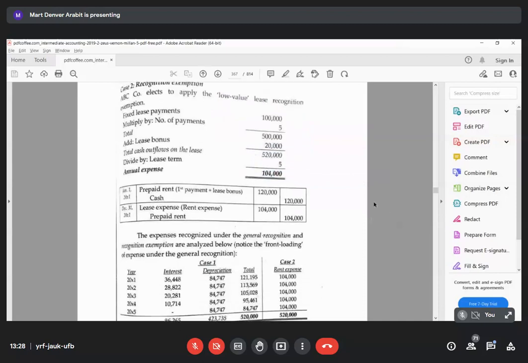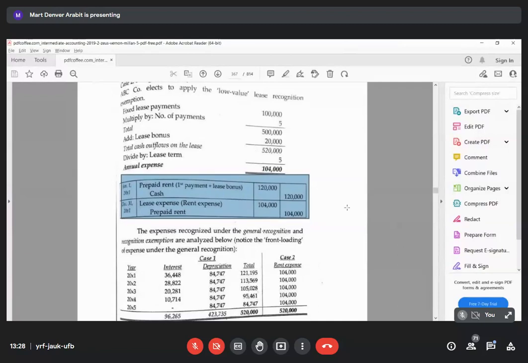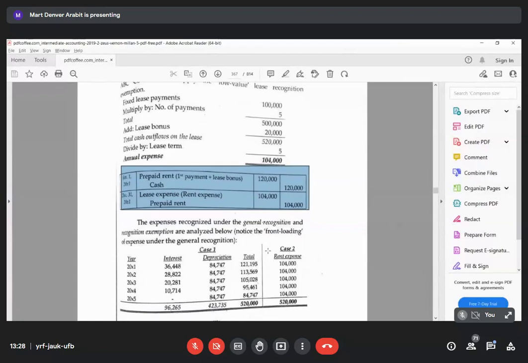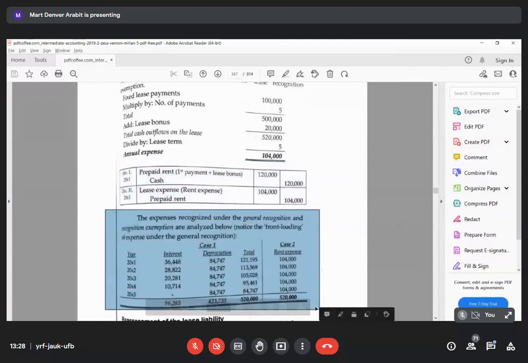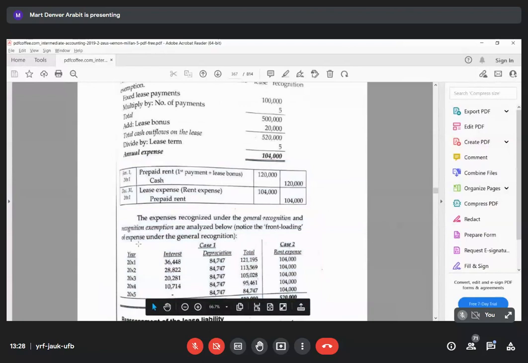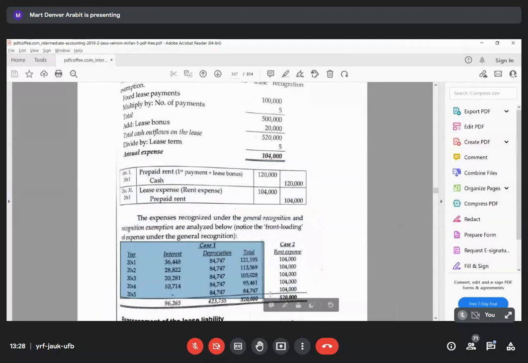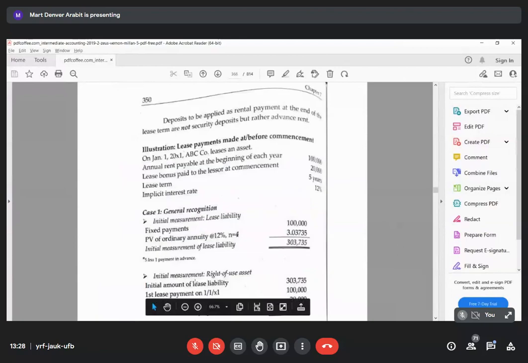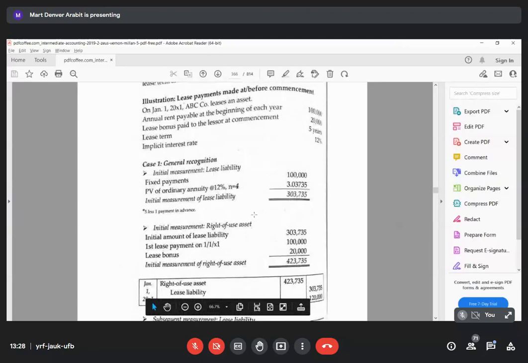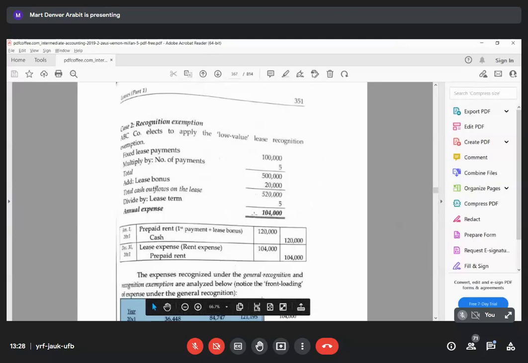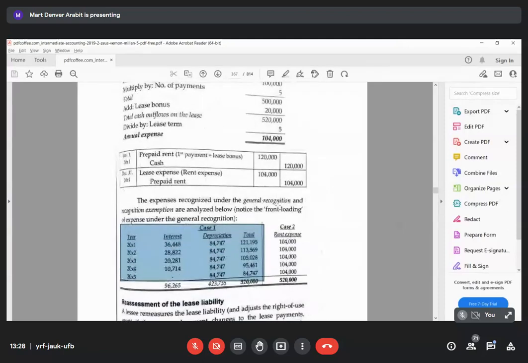So, entries is ito. And ito na yung magiging straight line table niya. Compare dun sa ating case 1, which is using the fair value model. Or sorry, yung amortized cost model. Okay.